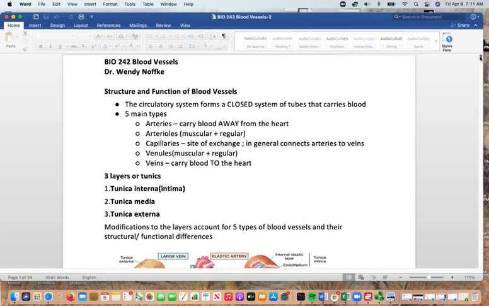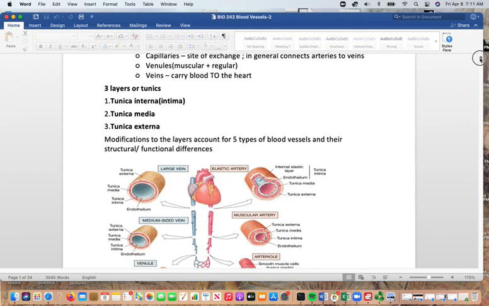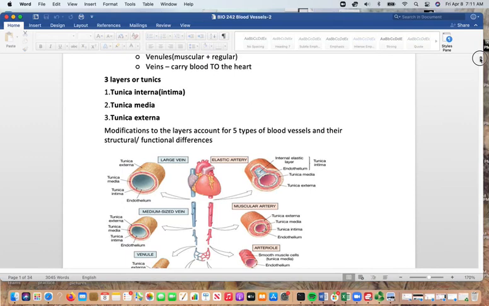After blood passes through the capillaries, it will move into the venules. They are less muscular than the arterioles. And then it moves into the veins, which carry blood back to the heart. So there are 3 layers to the vessels. You've got the tunica interna or tunica intima, that's the innermost layer. The tunica media is the middle layer. And then the tunica externa is the outermost layer.